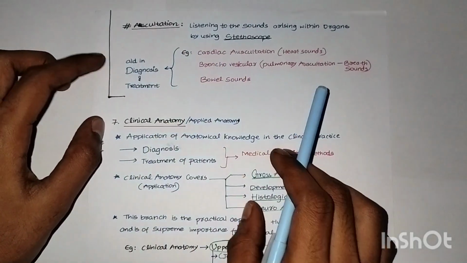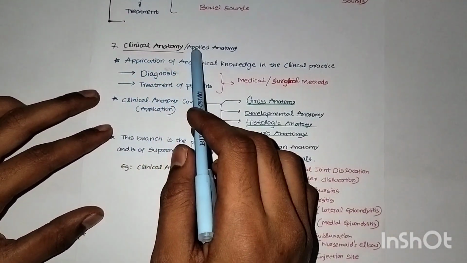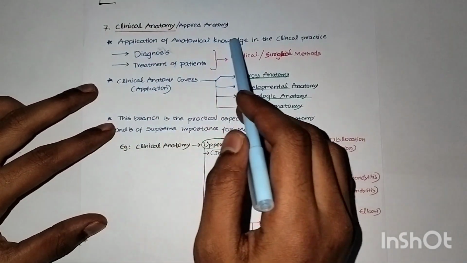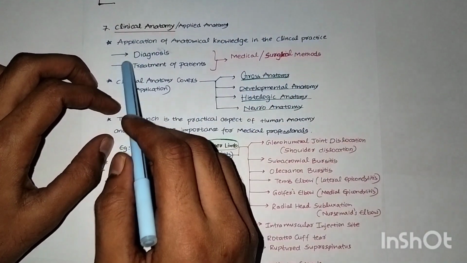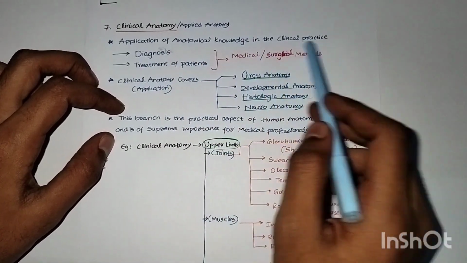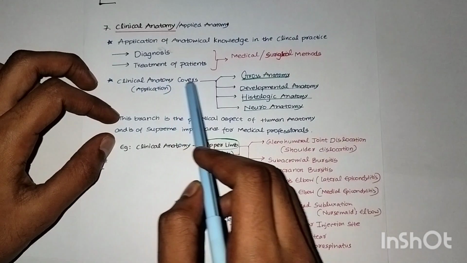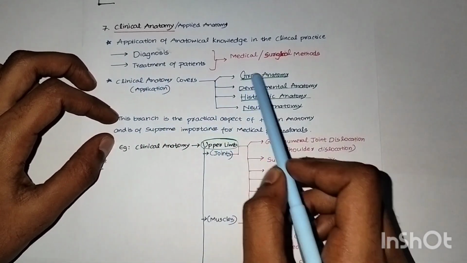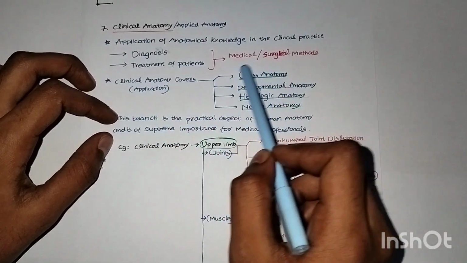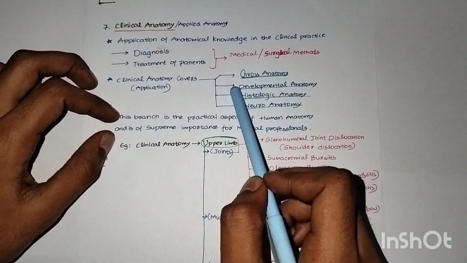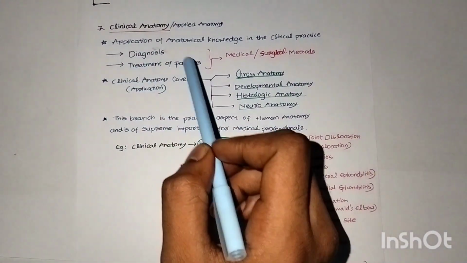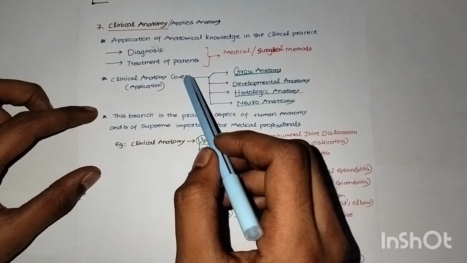So this is auscultation. If you come to clinical anatomy or applied anatomy, this is very, very useful in your clinical practice. It is the application of anatomical knowledge in clinical practice. For example, in diagnosis and treatment of the patient, by medical or surgical methods, it will be useful. And clinical anatomy covers application. You'll get to know the clinical application in the subject that you study, like gross anatomy, developmental anatomy, histological anatomy, neuroanatomy. You will have certain clinical boxes like clinical anatomy, that is very useful.